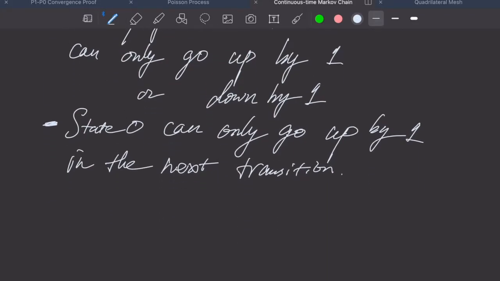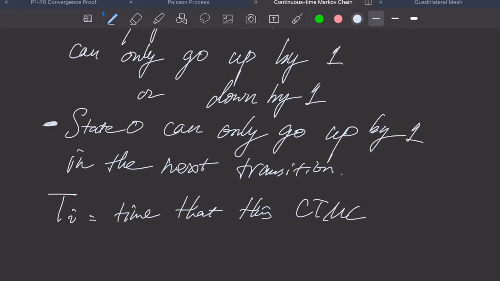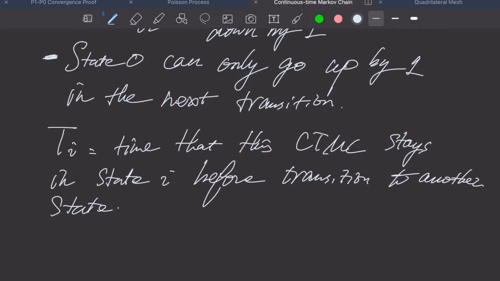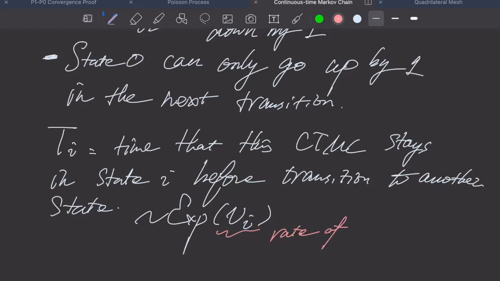And now let's recall a setup for the continuous Markov chain, which is capital Ti. We use capital Ti to represent the time that this continuous time Markov chain stays in state i before transition to another state. And we assume this one is exponentially distributed with rate Vi. Basically, this Vi is the rate of this Markov chain leaving state i, okay?